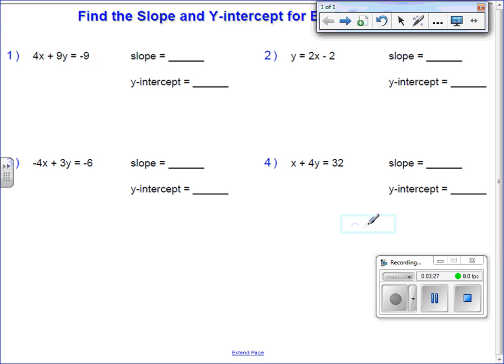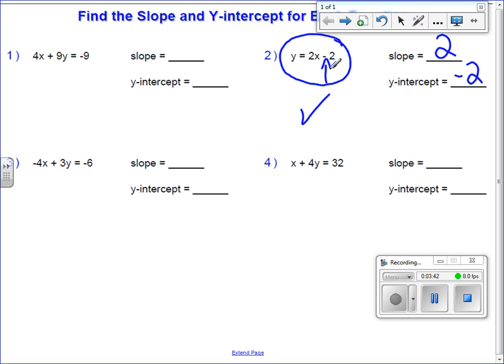Alright, let's take a look at number 2. They want to know the slope and the y-intercept. Our line is already in slope-intercept form, so the slope is the number that's in front of the x, 2, and the y-intercept is the number that's by itself, negative 2, because of the minus sign. Number 3, not in slope-intercept form, so circle the term that has the y in it, and get rid of everything else that's next to it. We need to do plus 4x to both sides. That will give us 3y equals negative 6 plus 4x.